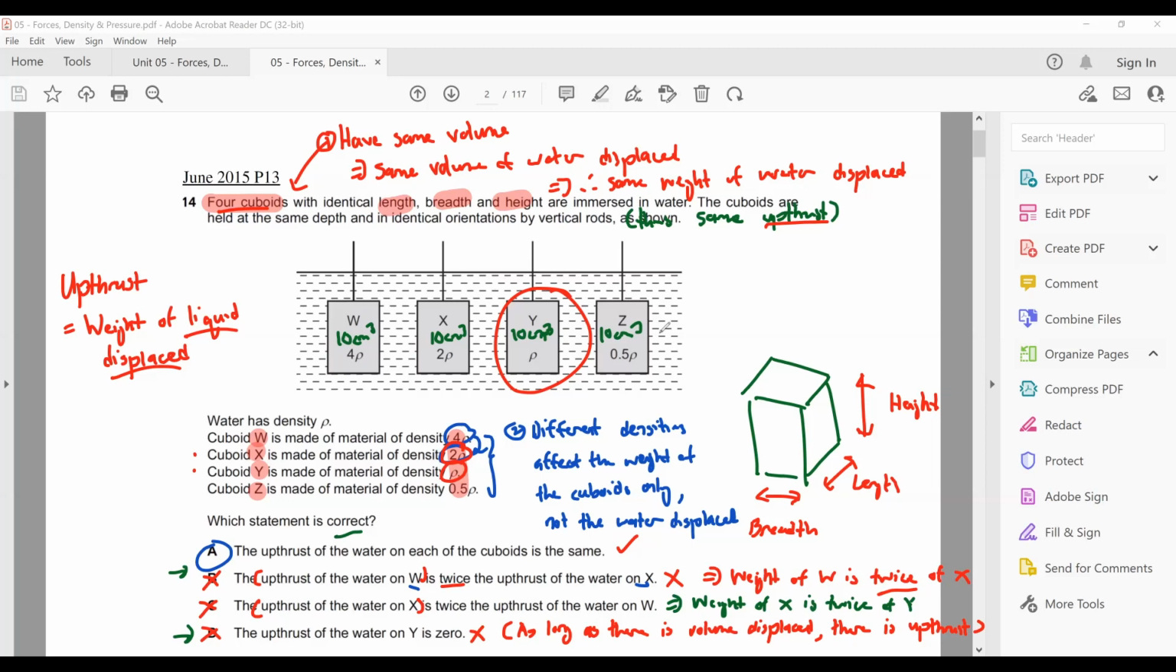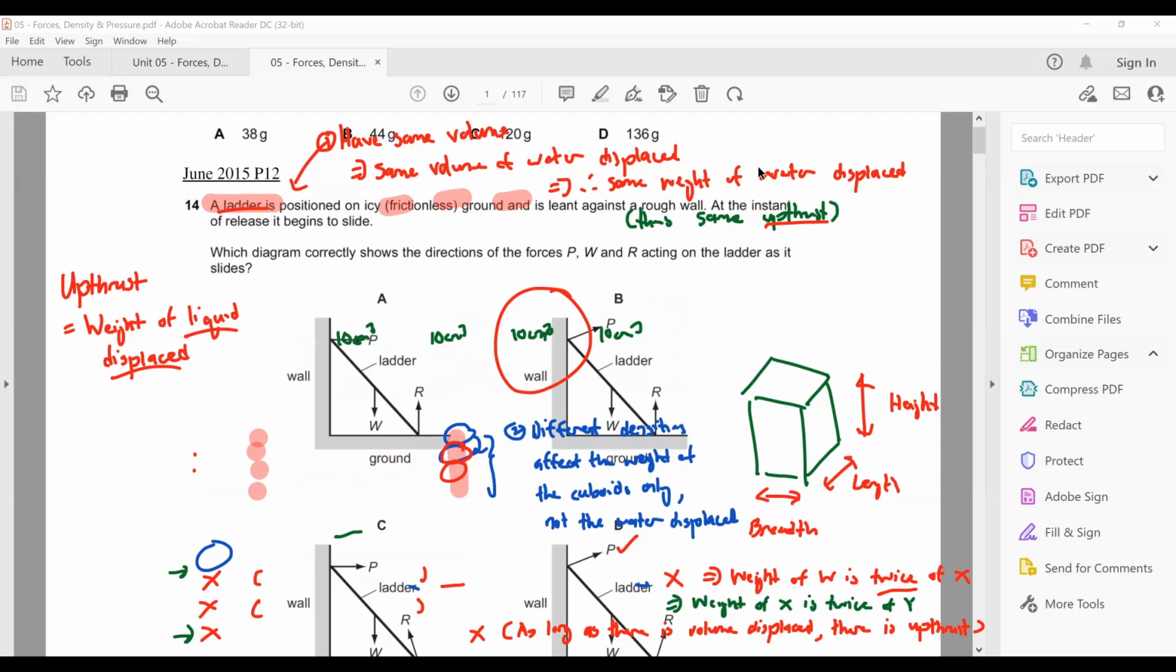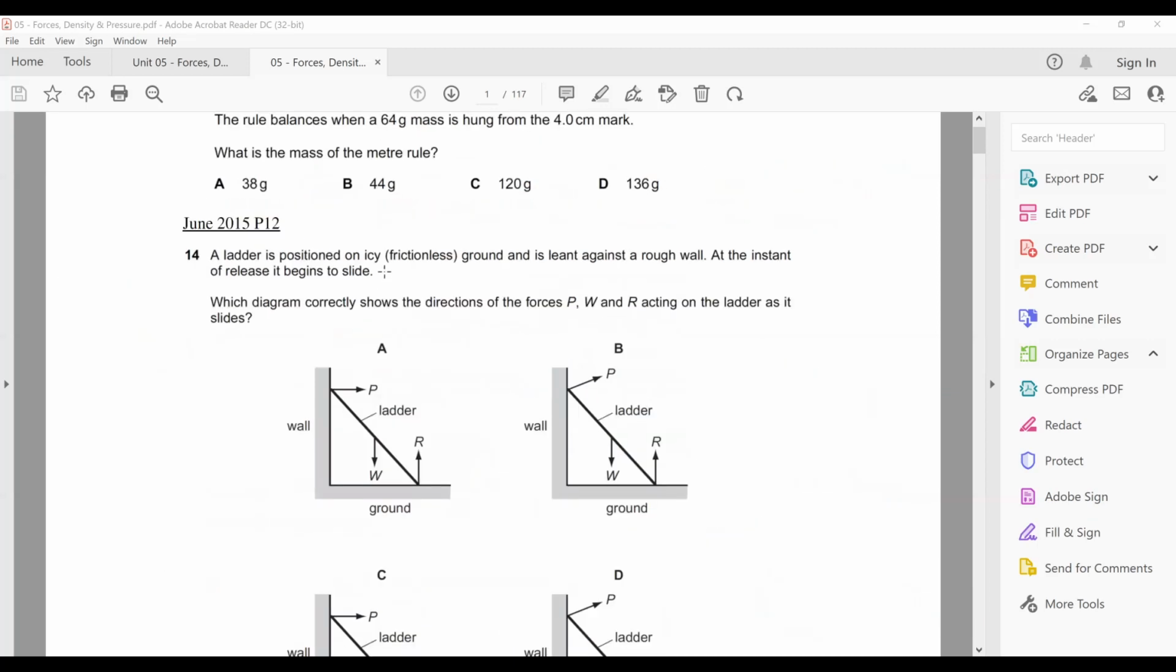It may look different, but they're actually the same in terms of the upthrust. The upthrust of water on each of the cuboids is the same. So this is for upthrust. This is the main thing: you always need to look at the weight of volume displaced for upthrust. Okay, so that one is okay. That is page 2, question 14. We move on to page 1, question 14 again.